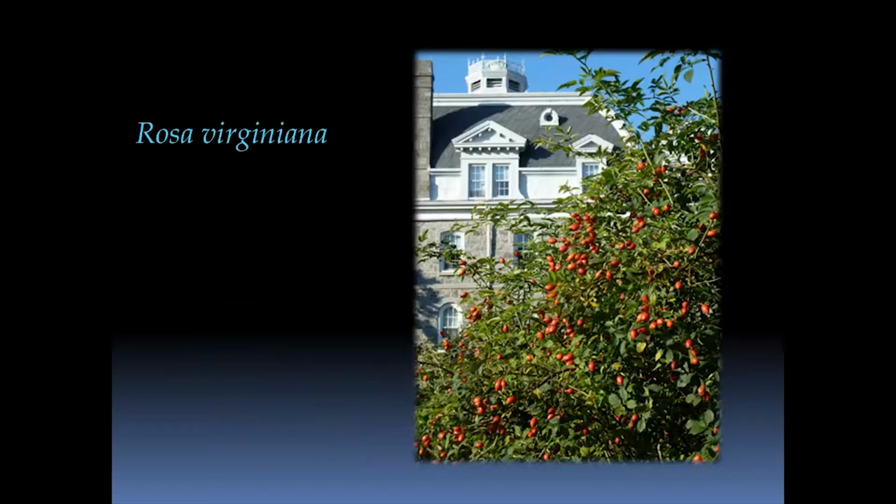More rose hips. This was the rose garden at Sophomore College. This is just plain old Rosa virginiana, a nice single bloomer, but really, really pretty rose hips that persist through the wintertime.